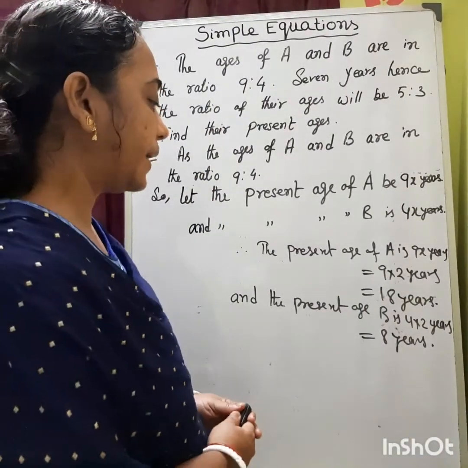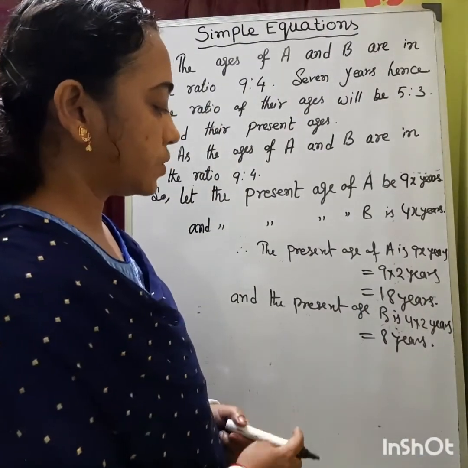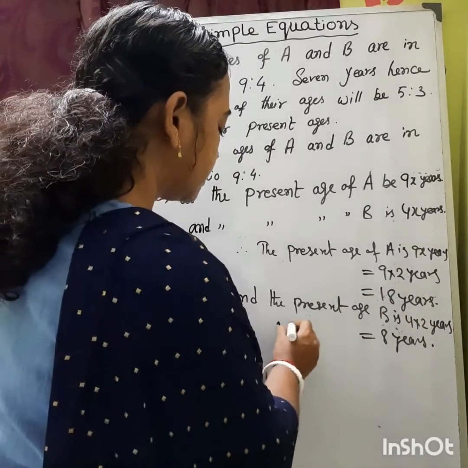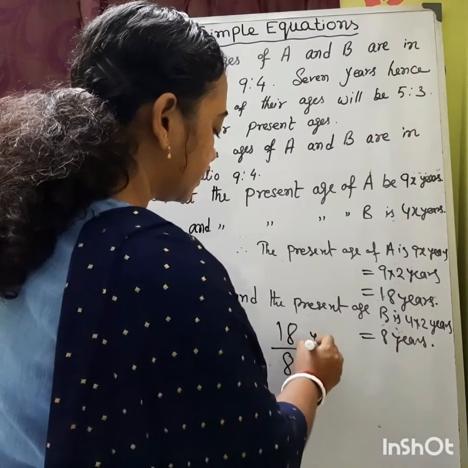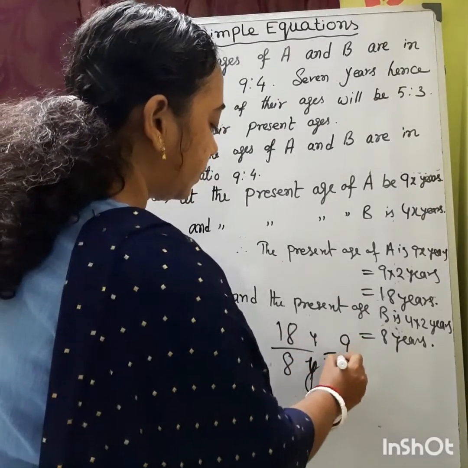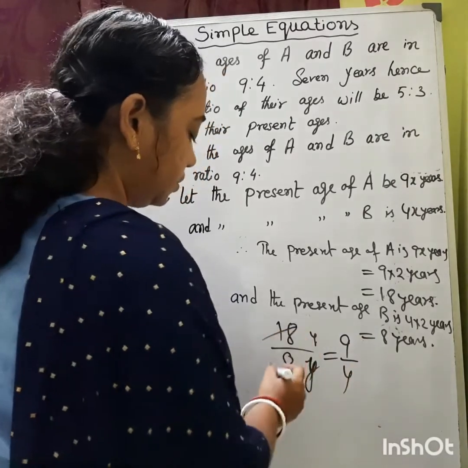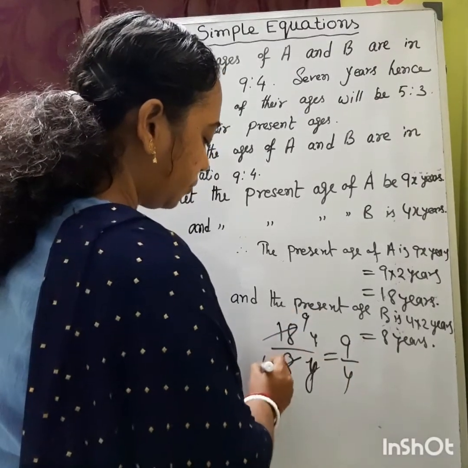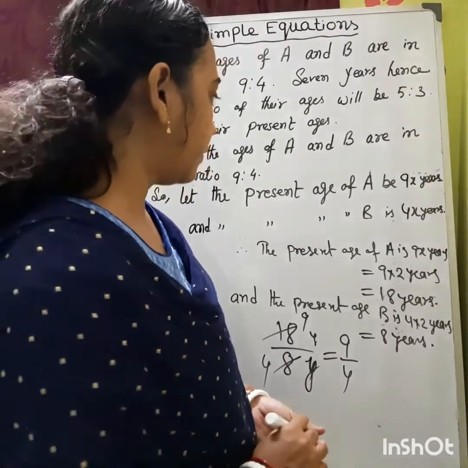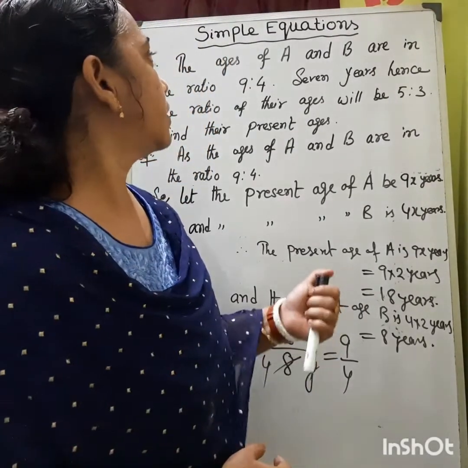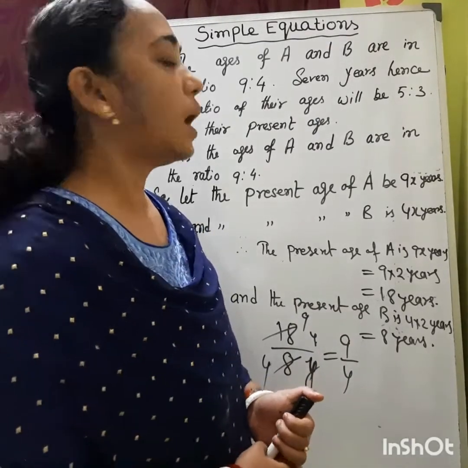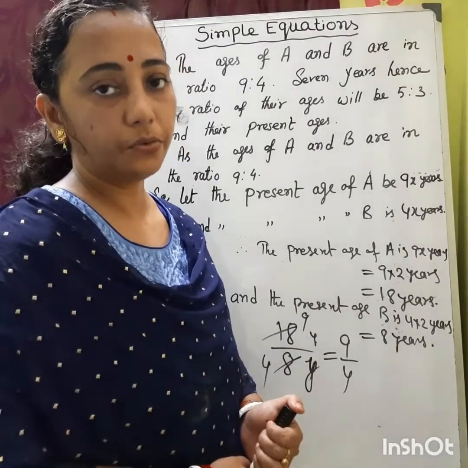So here if we find the ratio of the ages of A and B, whatever result we got, that is 18 years by 8 years. So this will become 9 by 4, because we know 2 9s are 18 and 2 4s are 8. So this becomes equal to 9 by 4, which is correct, whatever is given in the question, that is, ages of A and B are in the ratio 9:4.